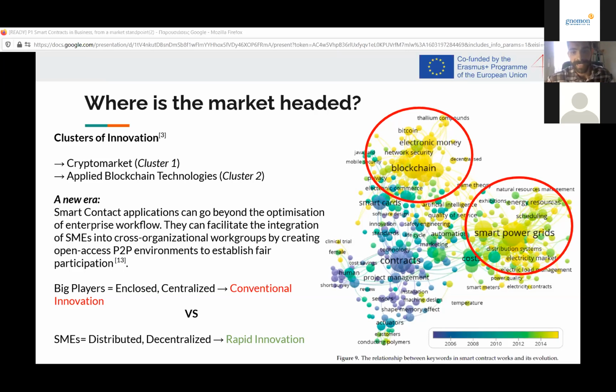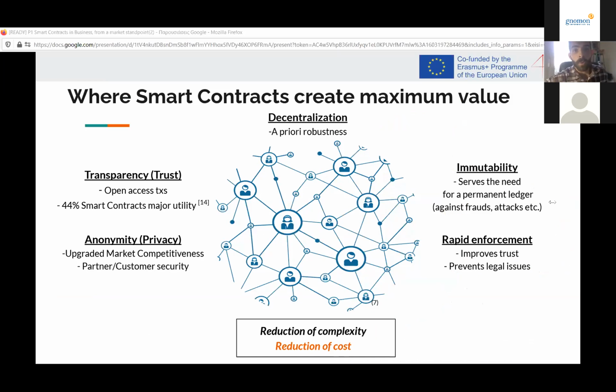Smart contracts can give small and medium enterprises the ability to create a peer-to-peer network of mutual trustless collaboration in a distributed and decentralized manner, getting that way rapid innovation along with risk and cost reduction, and of course, improved efficiency. Where smart contracts can create maximum value.